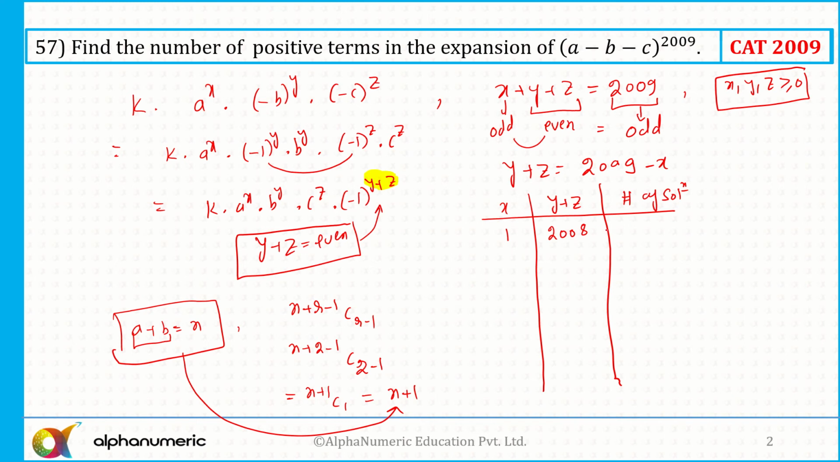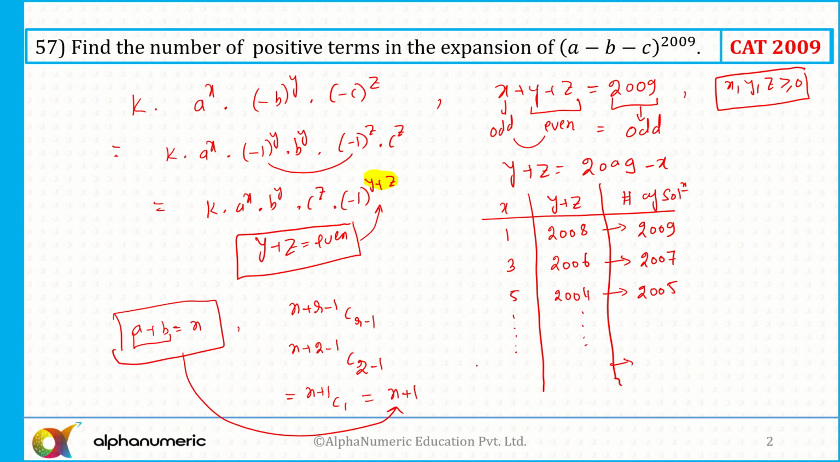So if y plus z equal to 2008, the total number of solutions is 2009. If x is equal to 3, remember x is an odd number, then y plus z is even, which is 2006. So the total number of solutions is 2007. If x equal to 5, then y plus z will be equal to how much? I can say that will be 2004, and the total number of solutions is 2005, and so on.